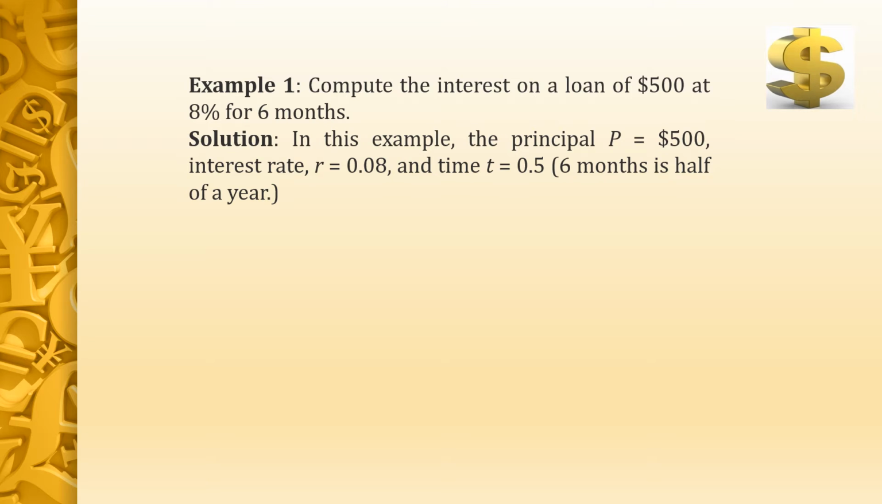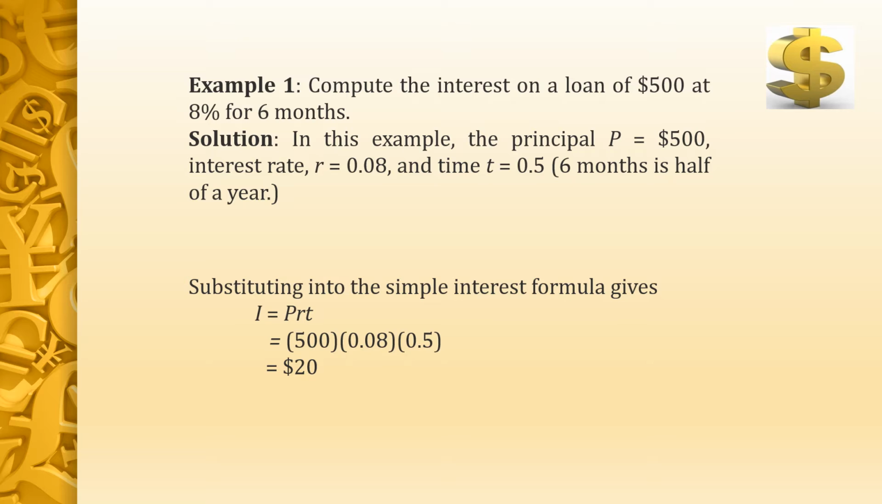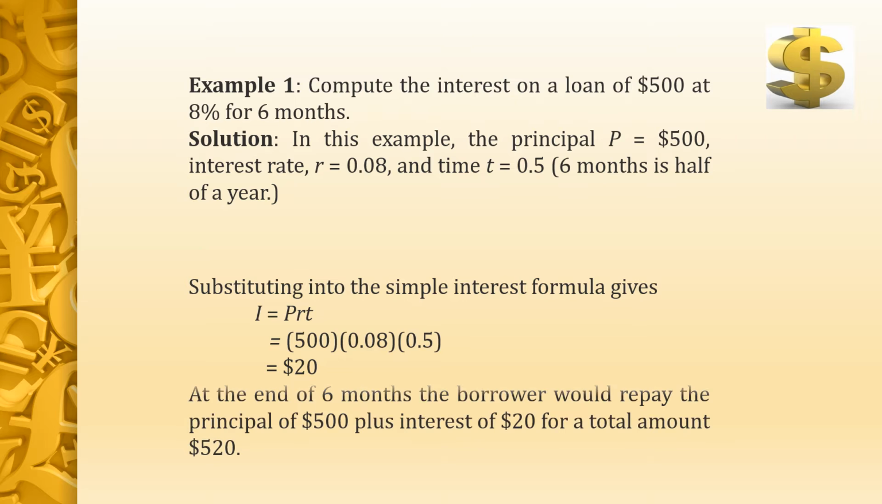Let's take this first example. Here we have a loan of $500 and the interest rate is 8% for 6 months. We have to compute the interest. The principal is 500. The rate of interest is always taken in decimal, 0.08. The time is always given in years, so it is 6 divided by 12, which is 0.5. When we apply the formula I equals PRT, we get the total interest as $20. At the end of the 6 months, the borrower will pay a total amount of 500 plus this interest, which is $520.